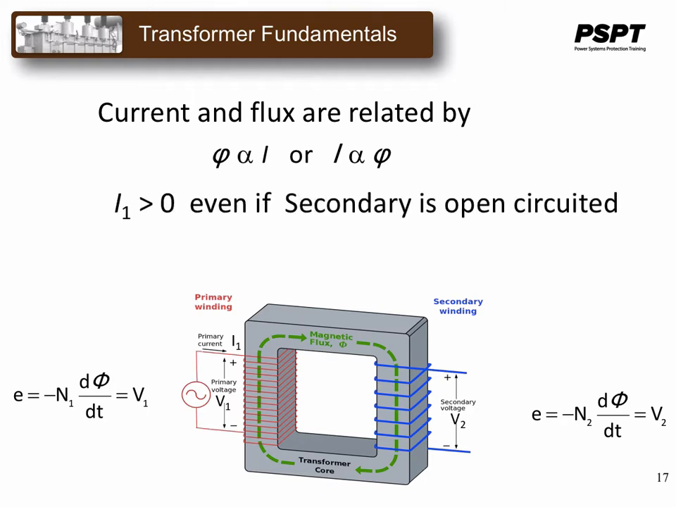So if there is a flux present, which there must be in order for mutual inductance to occur, then I1 must be greater than 0, even if the secondary is open circuited. This is an important concept in transformers, that there is some current always present, albeit small, and it must flow in the primary in order to magnetize the transformer. This is called magnetization current, and it is small, but it is present in the secondary open circuit of a transformer.